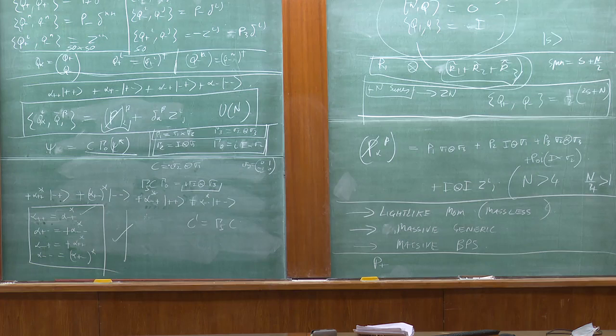The problem was an apparent clash between unitarity and Lorentz invariance, right? Because you write down canonical commutation relations. Okay, let me remind you of this. We write down canonical commutation relations.